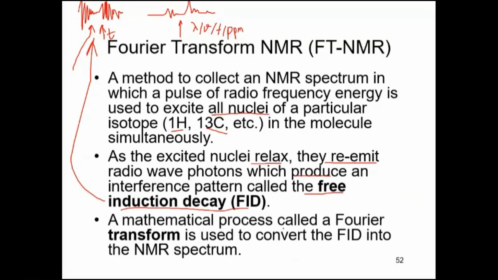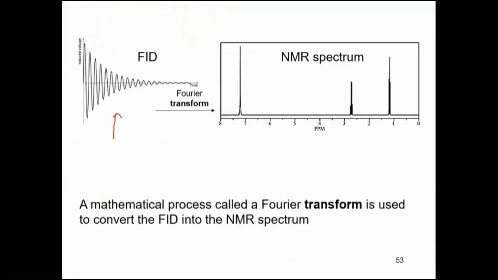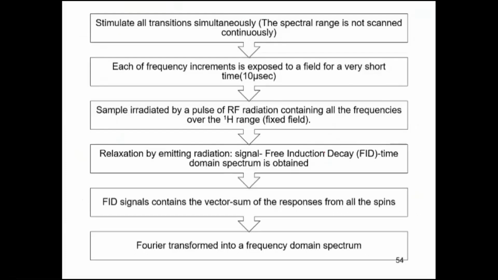A mathematical process called Fourier transform is used to convert the FID into an NMR spectrum. So this is how the FID looks. When the Fourier transform mathematical process is applied to it, you get a proper NMR signal, where on the x-axis you have ppm delta. Here it is the time domain, and here it is the frequency domain. So this is the flow chart. You may write it in your exam also.